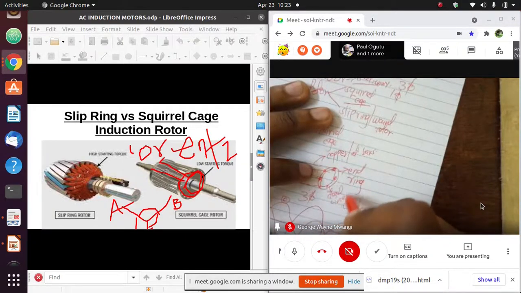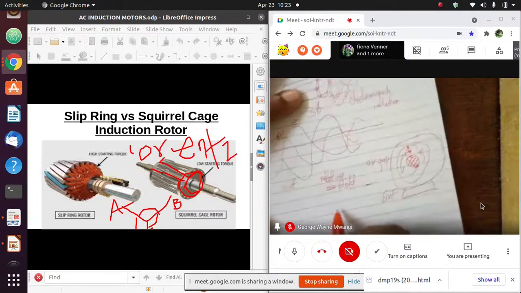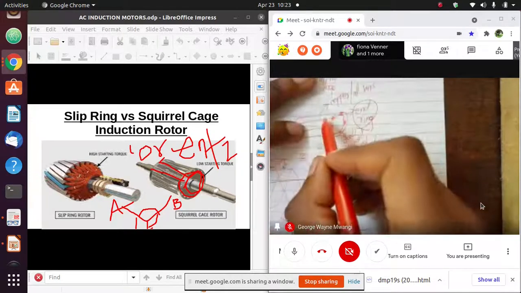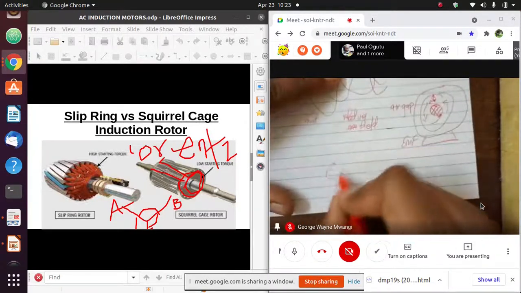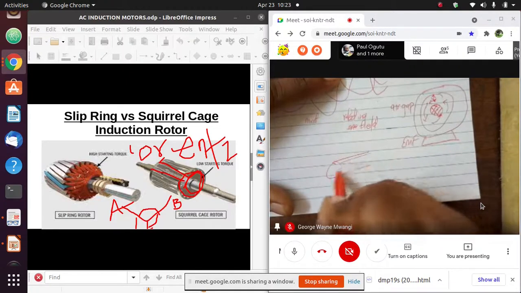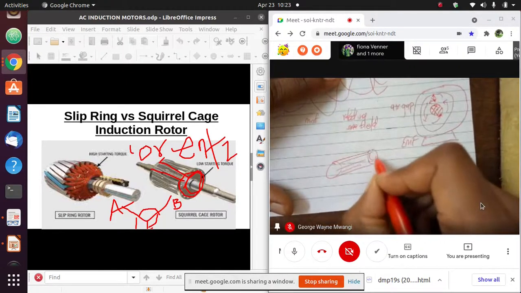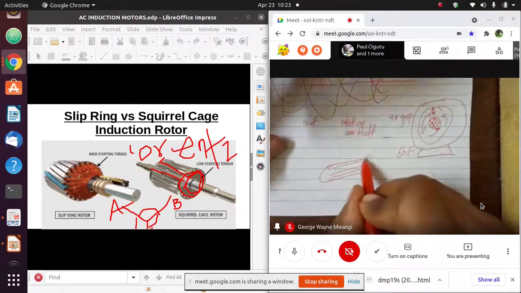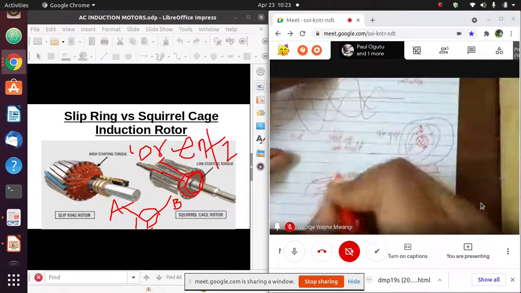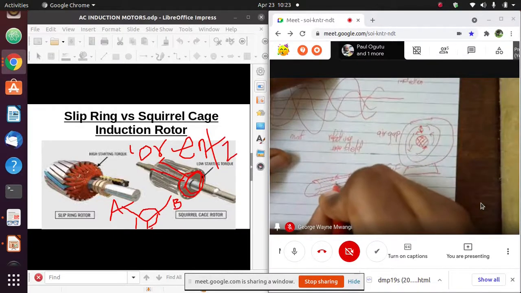They are shorted together by something known as an end ring. What happens? We have current being produced in these conductors. Let me draw this again. Let's say these are our conductors. We have the end ring over there. Since these conductors are shorted, we have current produced by the induced EMF.